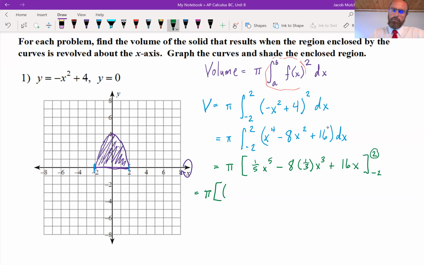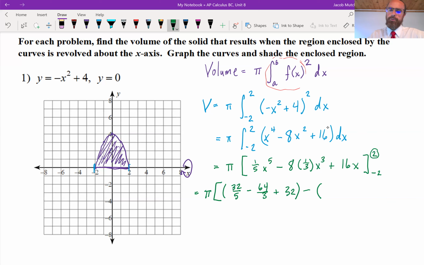So it's going to be 2 to the 5th, which is 32, times a fifth. So that's 32 over 5. Then plugging in a positive 2 for my x in x cubed, that's going to give me 2 cubed, which is 8, times the other 8 is 64 over 3. So minus 64 over 3 plus 16 times 2, which is going to be 32. So that's from the substitution of positive 2.